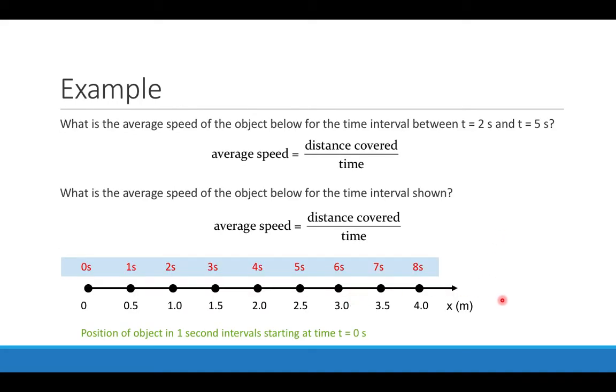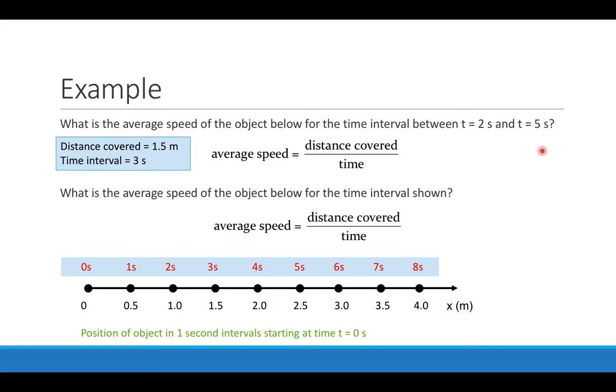So let's look back at our example and see if we can calculate the average speed of this particular object that's traveling from our previous picture over different time intervals. So the first thing is, what is the average speed of the object below for this picture in the time interval between 2 seconds and 5 seconds? So we know the average speed is the distance covered over the time. And we found from the previous example that between 2 seconds and 5 seconds, the distance covered is 1.5 meters. So I go to 2 seconds, 5 seconds, right? That distance covered is the difference between 2.5 and 1.